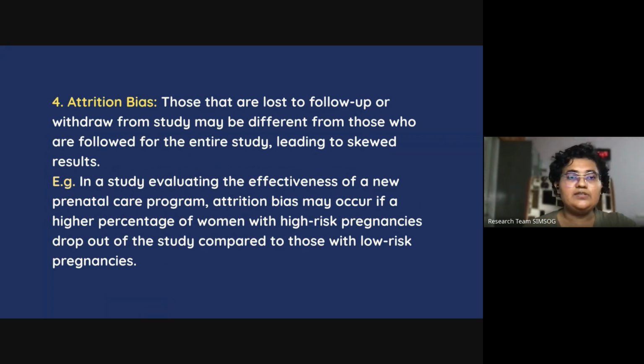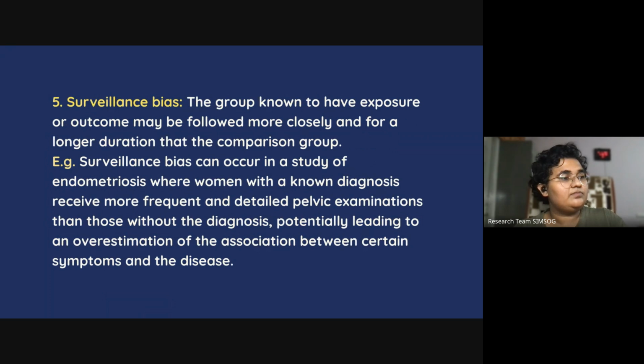Then there is attrition bias or loss to follow-up. This accounts for all those that are lost to follow-up or those who withdraw from the study. Those might be very different from those who are followed for the entire study, which can lead to skewed results. For example, if there is a study evaluating the effectiveness of a new prenatal care program, attrition bias can occur if the women who drop out of the study are of a higher percentage with high risk pregnancies compared to those who stay in the study, most of them with low risk pregnancies. So this can skew the results.